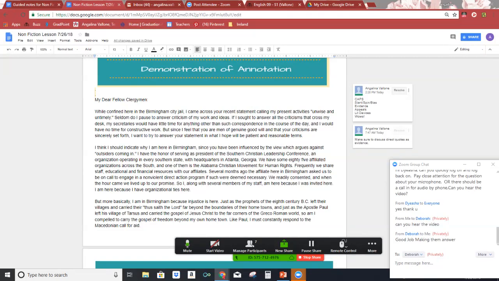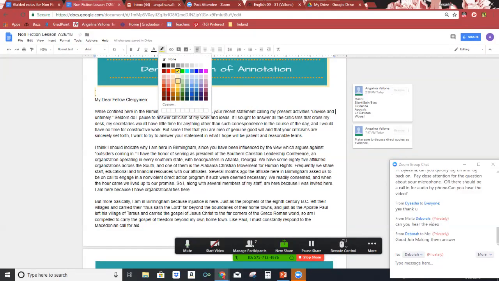So the very first thing you've got to do is just read it, and read the whole thing, and don't just skim. You want to actually read the material. And then I would go in and start marking things up. So I'm going to grab my highlighter to do this. I don't like the really bright yellow, so I'm going to use a softer yellow.